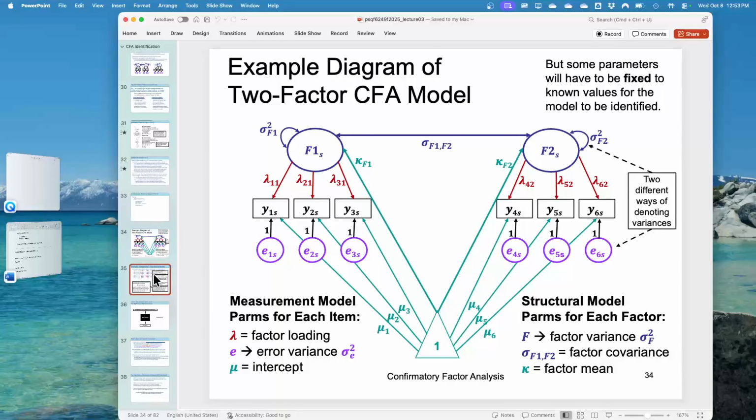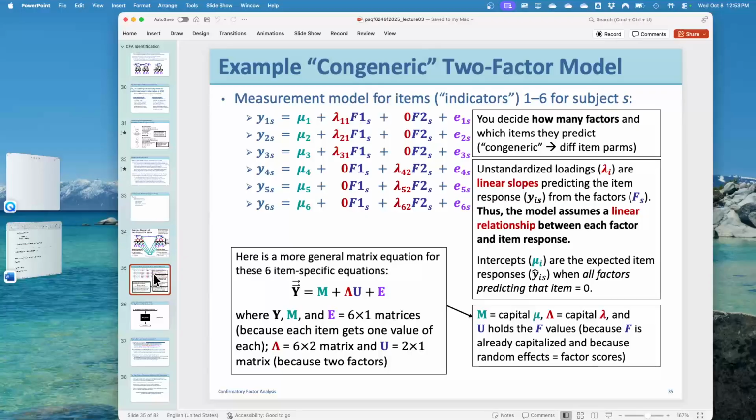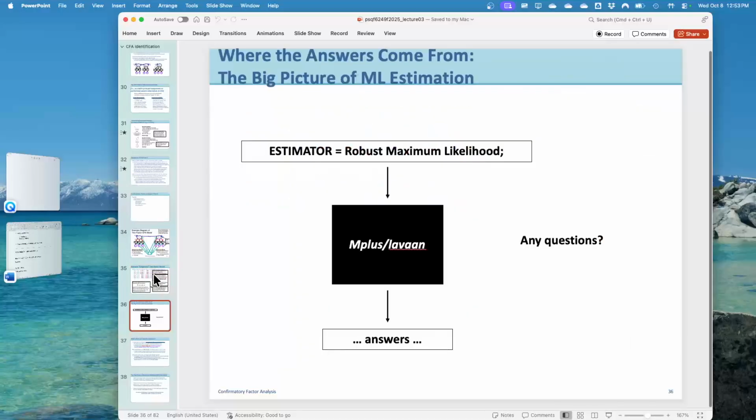So what we have here are a set of data. We have parameters to estimate: intercepts, factor loadings for both factors. We have unique variances for each of the error terms themselves. And we left off last time with where do the numbers come from? A black box.